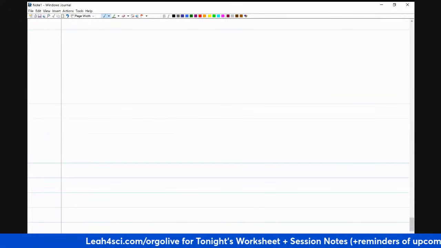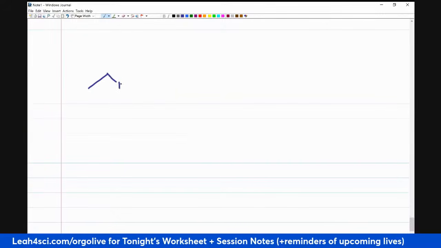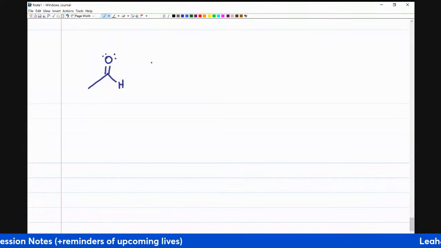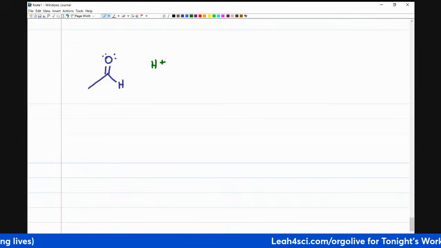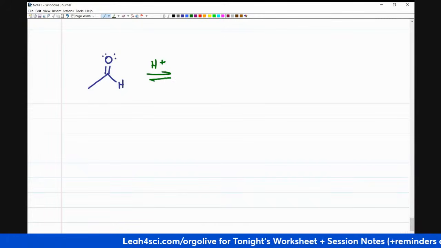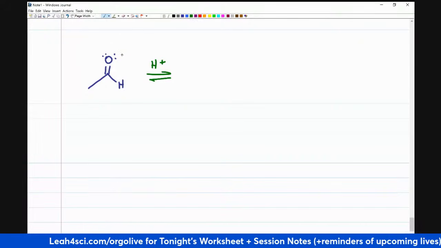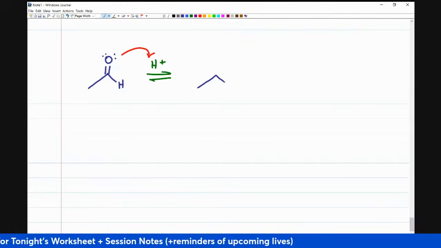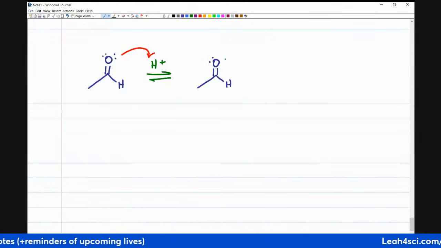And I want you to recognize how this is exactly like the previous mechanism. And so many of your future mechanisms are going to be exactly the same. We start with a protonation step. Oh, by the way, this is a fully reversible reaction, so everything can go backwards and forward. We start with a protonation step. Well, oxygen grabs the proton, and that gives me an activated molecule, one lone pair, positive charge.